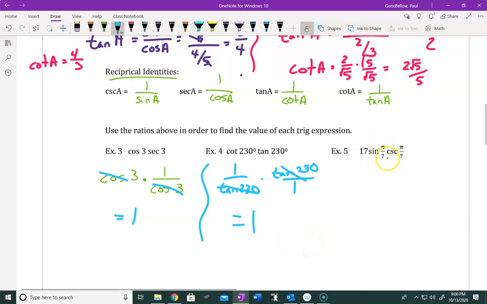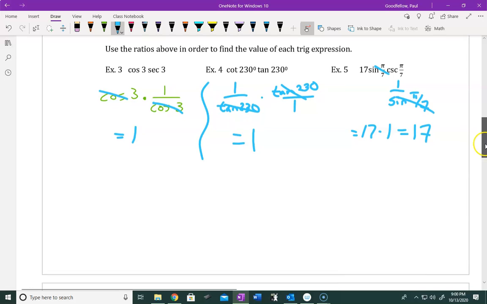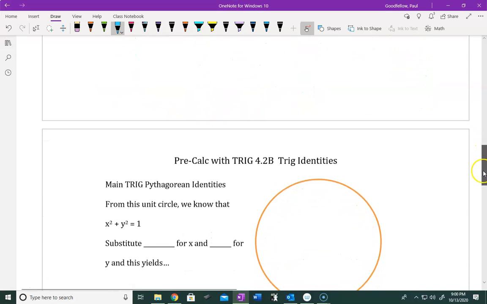What do you think would happen between sine of pi over 7 and secant of pi over 7? Yeah, you're right. This is 1 over sine of pi over 7, and that would cancel with this one, but it'd be 1 there. And times 17 would be 17 times 1, which is 17. Awesome. There's your answer. Okay, so if you ever want to confuse somebody with numbers, that's the way to do it.